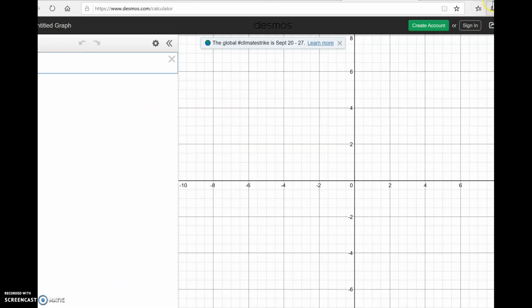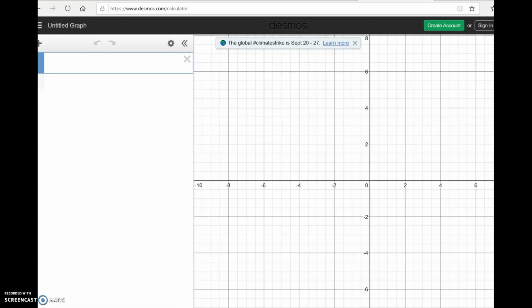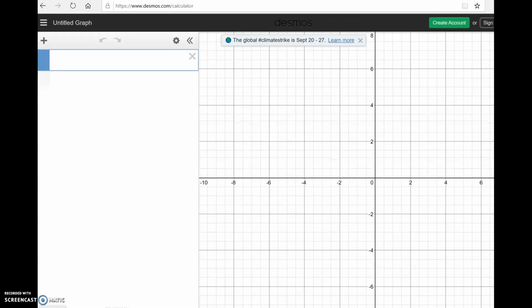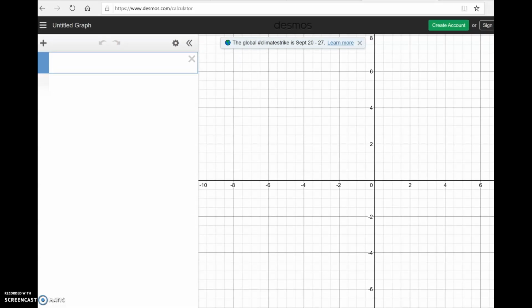And your Desmos is going to look like, I think that's the largest I can go. So your Desmos is going to look like a page, with some area for you to enter your equations or sets of data, and then the other one is more like graphing paper. So I'm going to do a list of information.